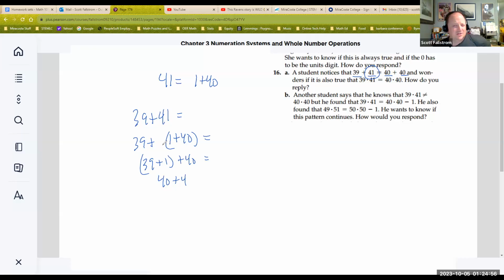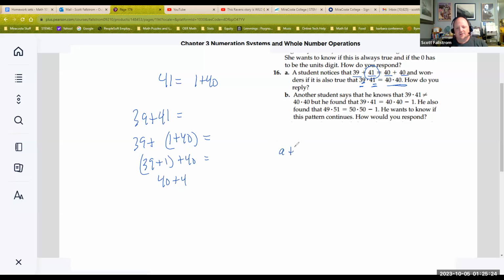But if you do multiplication, it won't work. And you might be able to see that right off the bat here, because 40 times 40, you know it's got to end in a 0, but 9 times 1 does not end in a 0. So when you're doing your ones place, it's definitely not going to work out for you. Yeah, I think that's about it for that one.